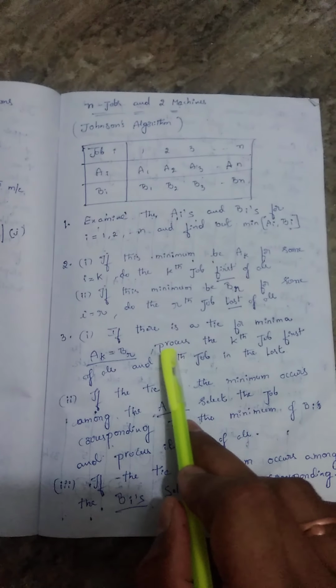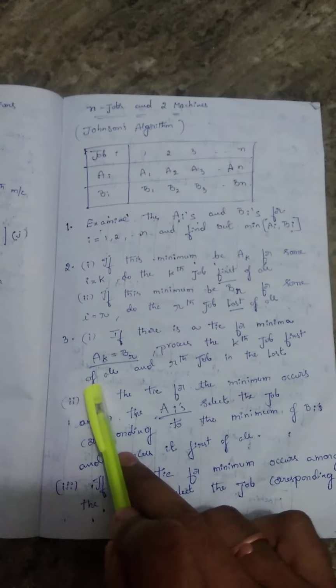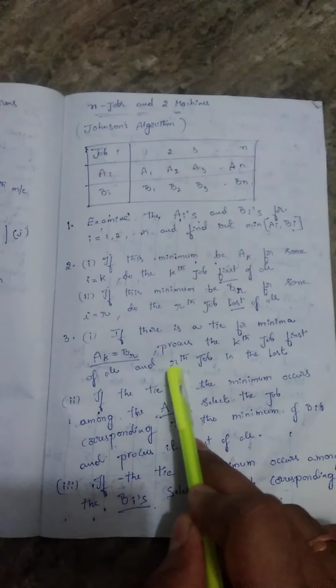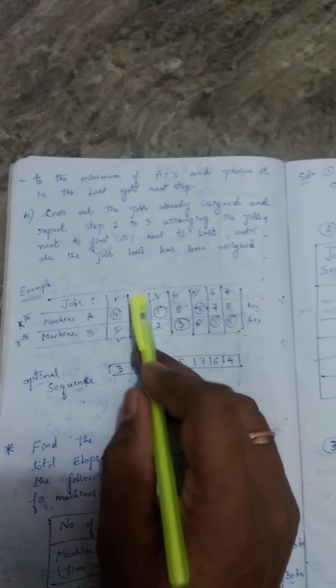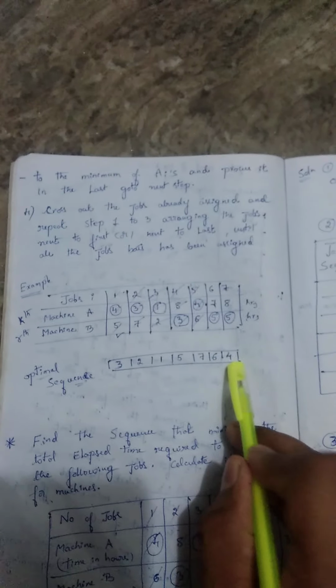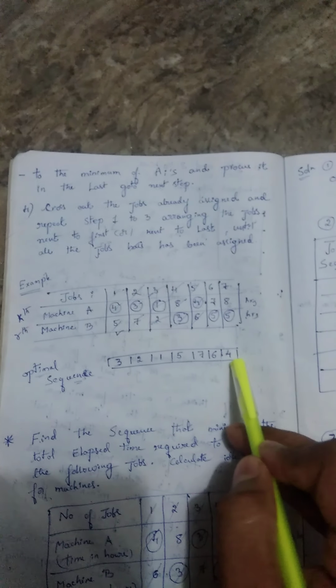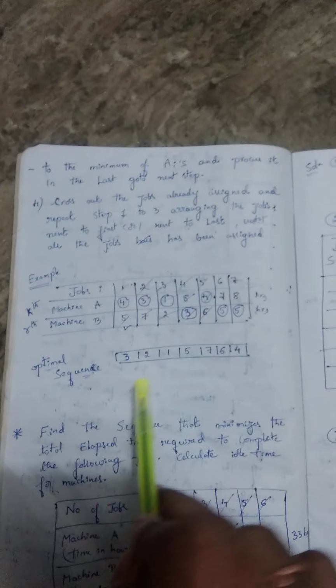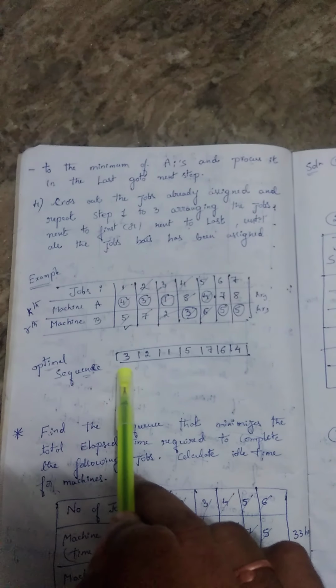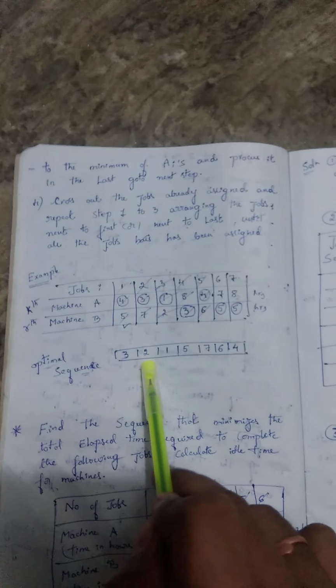What are we doing? Process the kth job first of all, and the rth job last. Here the kth job means machine A's kth job. That means we place job 2 first of all. Next we place job 4 in the last box. These are the 7 boxes we are using for the job sequencing. How many boxes? There are 7 jobs. Already we have assigned the third job, the second job and the fourth job.